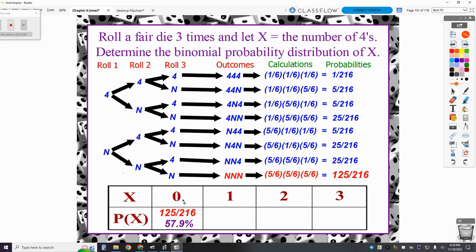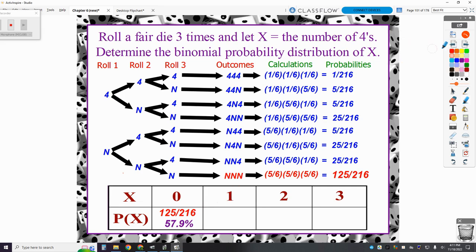So first off, the 0 case. What is the probability of rolling no 4s? Well, if I look at all of my outcomes, there was only this one situation here in which we did not roll any 4s. And so that was the 125 out of 216, which comes out to be approximately 57.9%. So we move on.